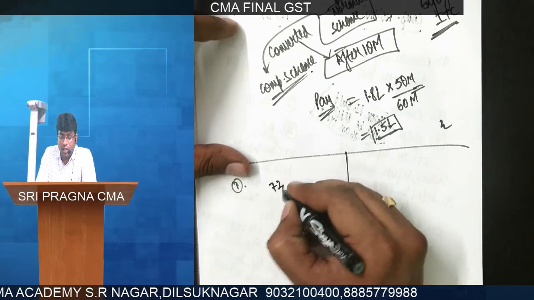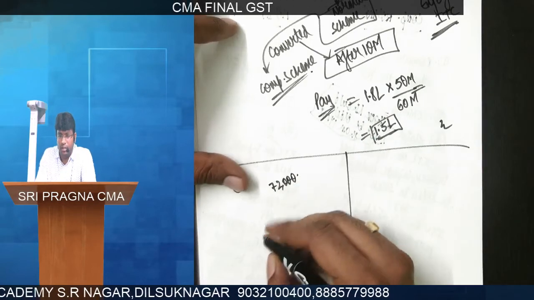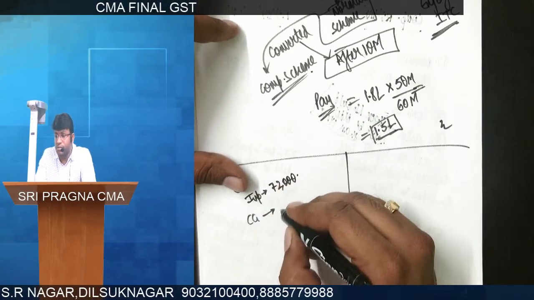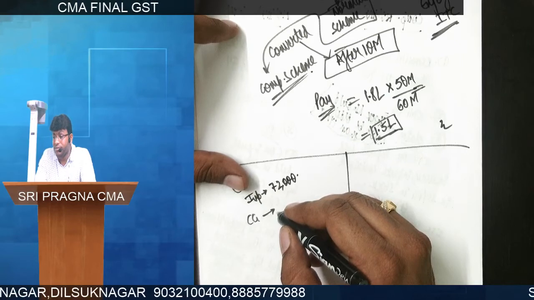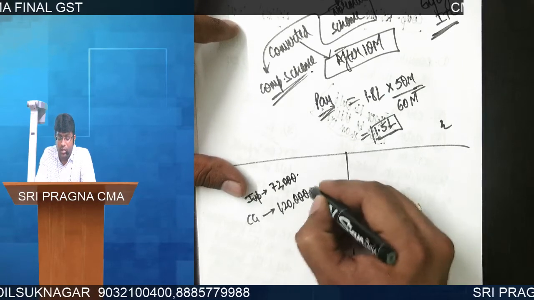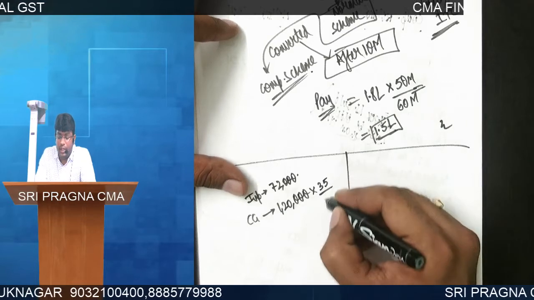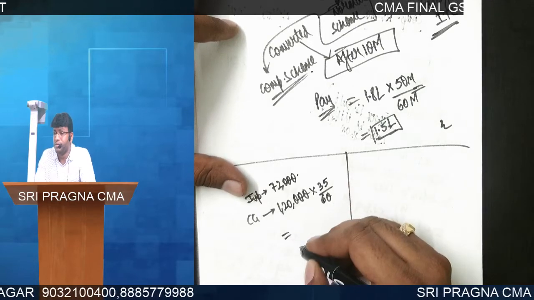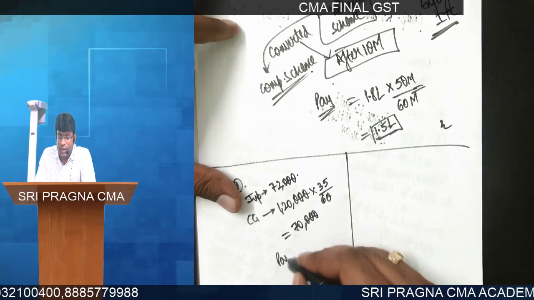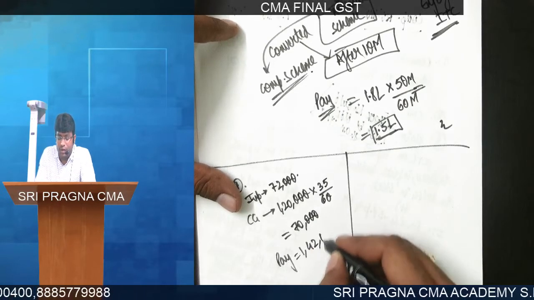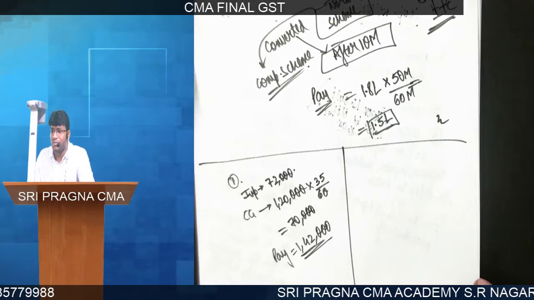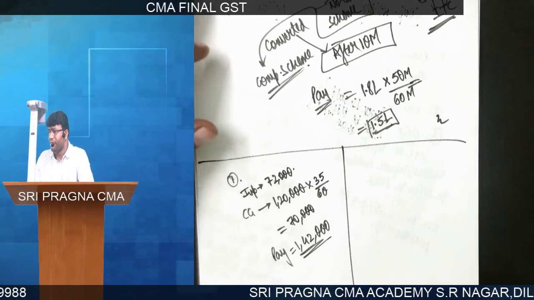70? Should we pay this? Yes, this is for inputs. For capital goods? Working. 1,20,000. 35 divided by 60. 70,000. So what we have to pay is 1,42,000. Clear, no? Like this question can come in exam for 2 to 4 marks. 2 marks, not more than that.